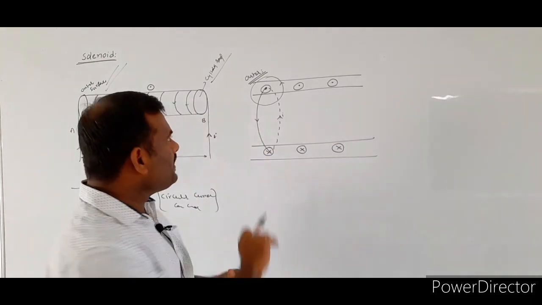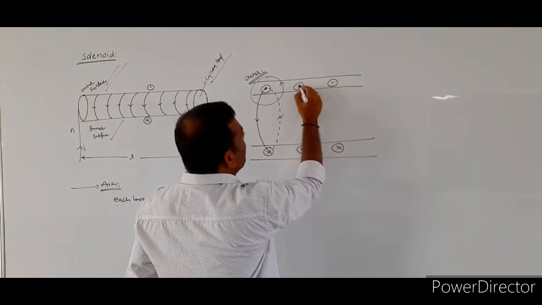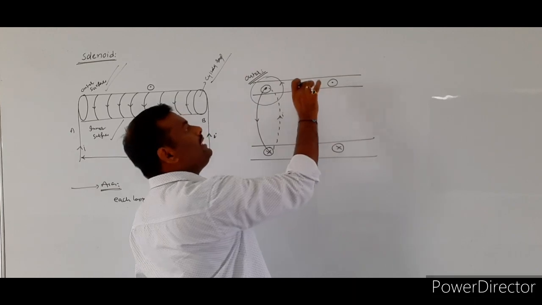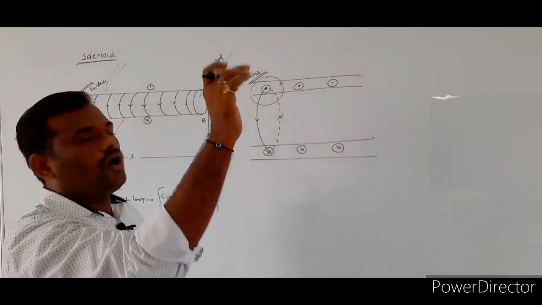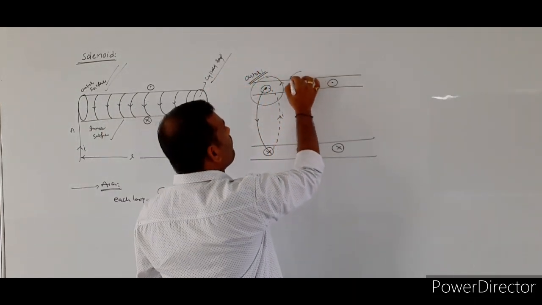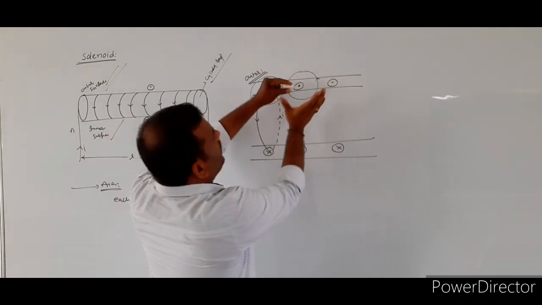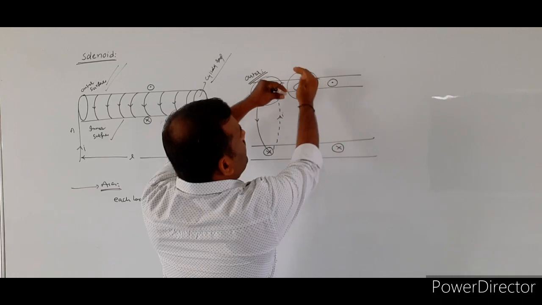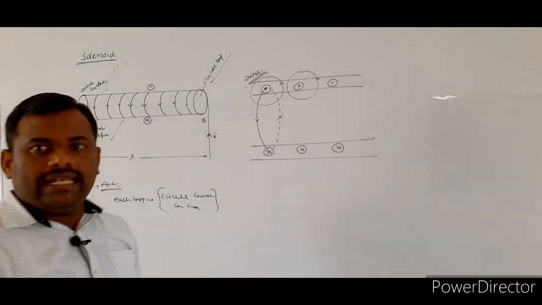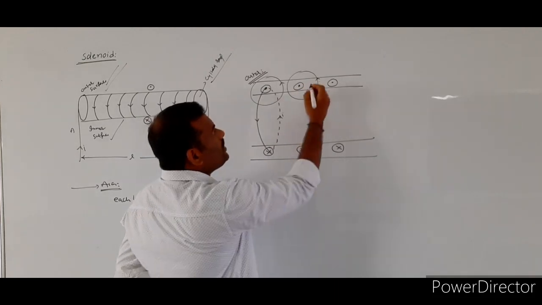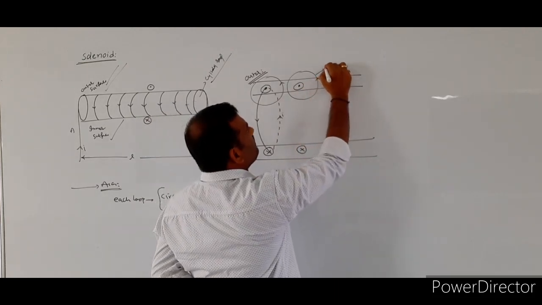The lines of force will exist in which direction? Anti-clockwise direction. Similarly, for the second loop, here also current will be what? Coming outwards. So the direction of the magnetic field lines will be existing in which direction? Anti-clockwise direction. Now you observe clearly here. So this is the direction of the magnetic field lines.